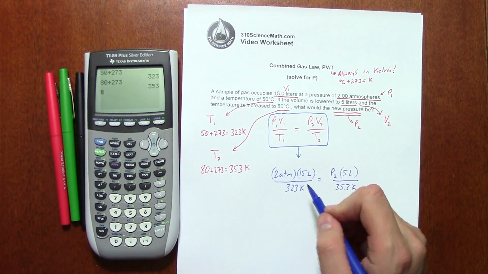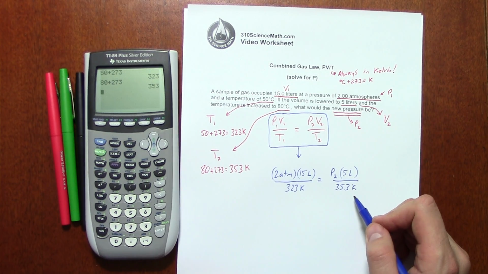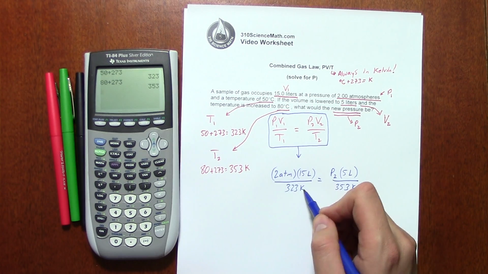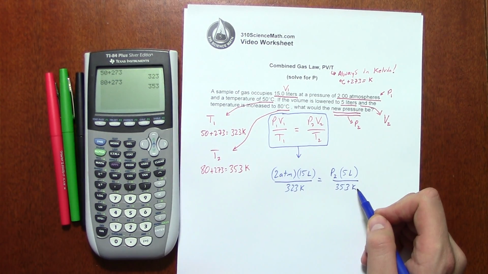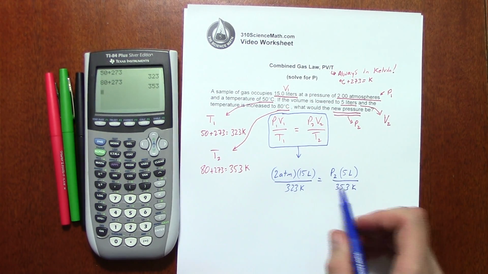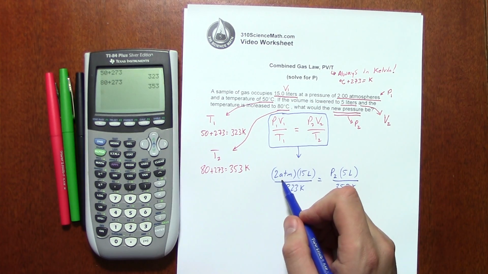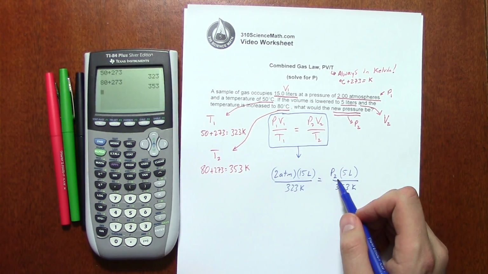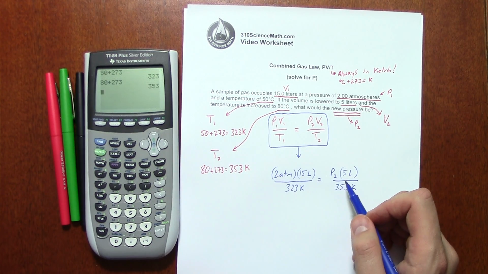Okay? So now I've got the problem set up nicely. You can see that liters matches with liters and Kelvin matches with Kelvin. This is a very important check just to make sure before you proceed, make sure that the units are consistent. Now, if the pressure was given as 2 atmospheres, guess what? When you solve for P2, the units are also going to be in atmospheres.